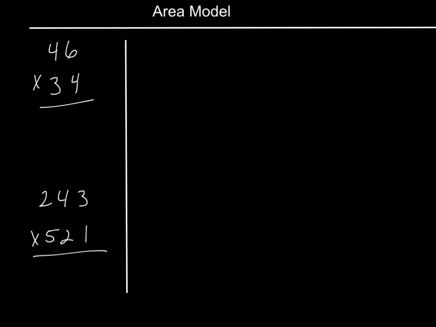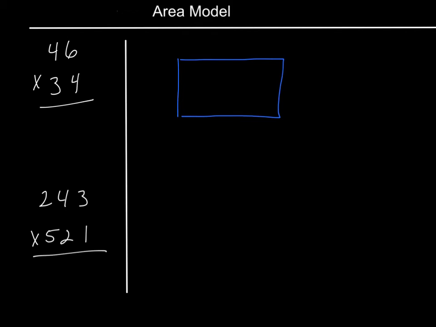So the first thing I'm going to do is I'm going to write down my number 46. Well, actually, let me change that. First thing I'm going to do is I'm going to draw a rectangle like this, because anytime you multiply two numbers together, you're finding the area of a rectangle. That's what that means, base times height.